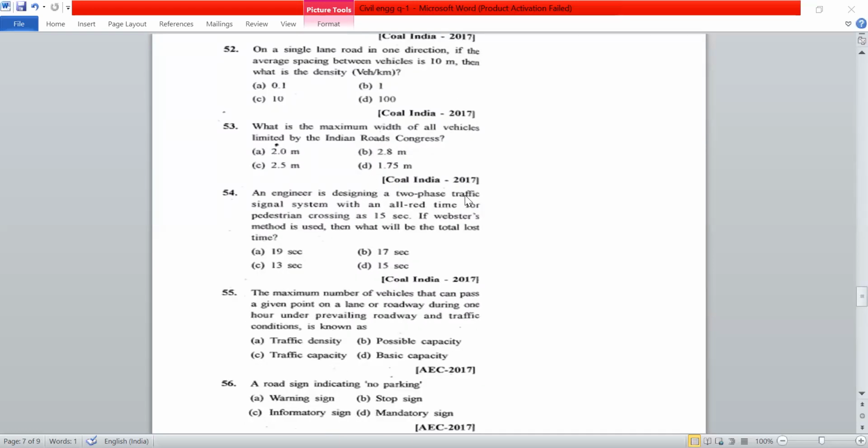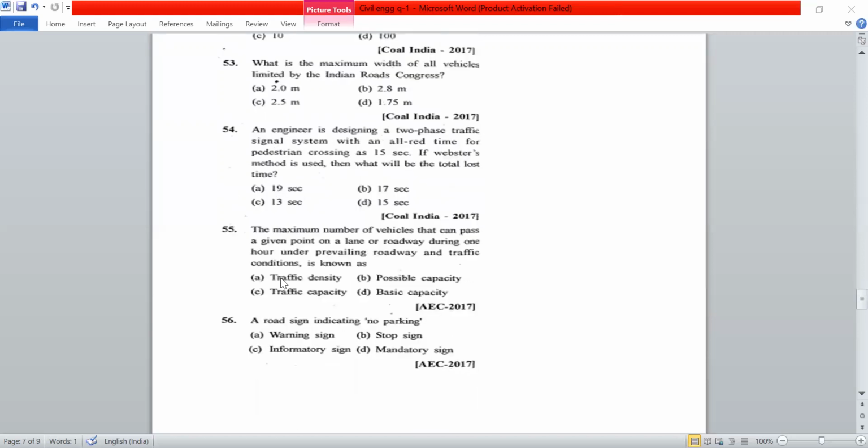An engineer is designing a two-phase traffic signal system with an all red time for pedestrian crossing as 15 seconds. If Webster method is used, then what will be the total lost time? So in the Webster method, L is equal to R plus 2N. R is 15 plus 2N. N is nothing but the number of phases. So 15 plus 2 into 2 is 19 seconds.